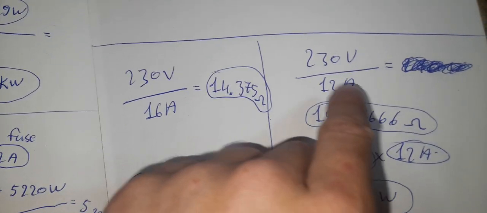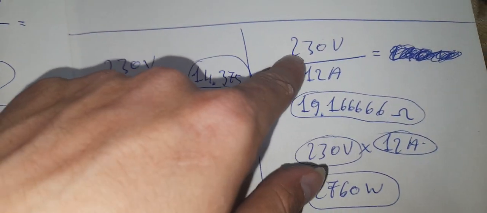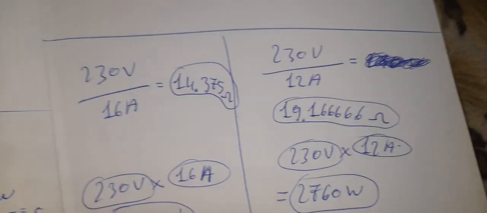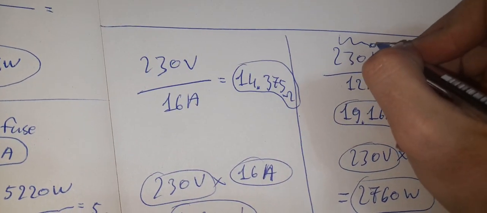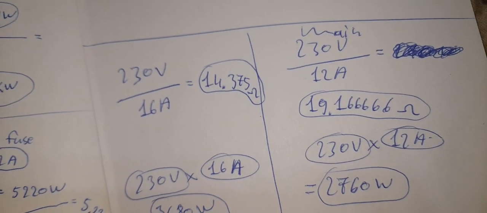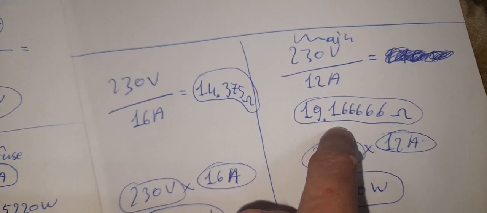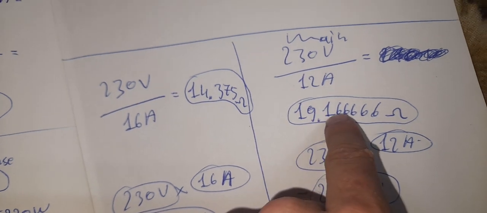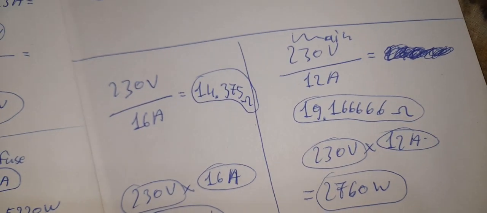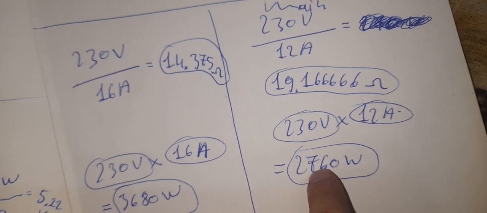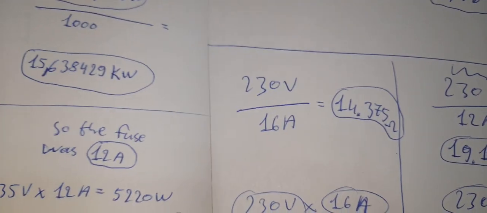So the power, for example, of that fuse, 230 volts of main line, is 12 amps. Let me write here. That is main. This is main. 12 amps. And the ohms that need to be in the load is 19.166666 ohms. And the power needs to be 2760 watts.